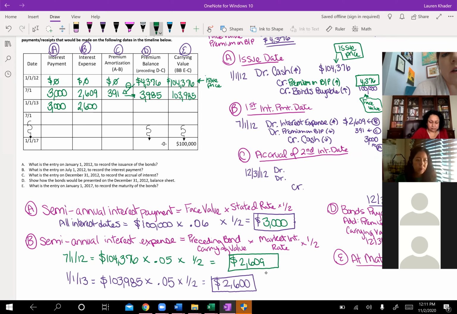And the amount of amortization is $400. The difference between interest paid and interest expense. We're going to reduce the premium balance by 400. So it now becomes 3,585, if I calculated that correctly in my head. And carrying value becomes 103,585.